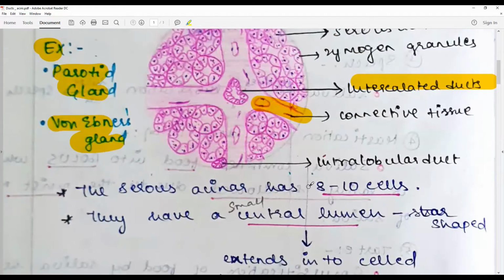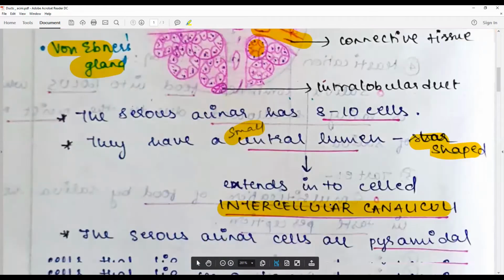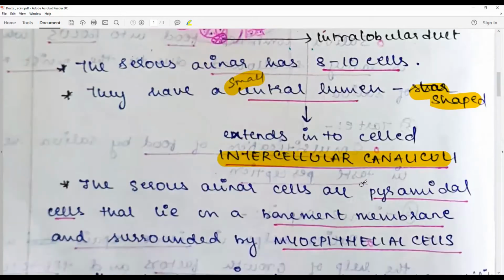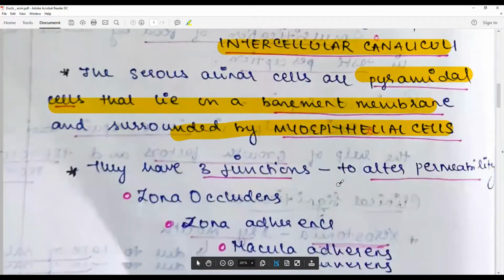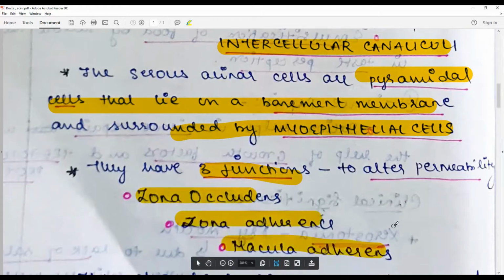Each serous acinus has 8 to 10 cells. They have a small central lumen, approximately star to circular in shape, which extends into the cells as intercellular canaliculi. They are pyramidal cells that lie on a basement membrane and are surrounded by myoepithelial cells, the basket cells. They have three junctions to alter permeability so that they can secrete saliva. They are the zonula occludens, zonula adherens, and macula adherens.